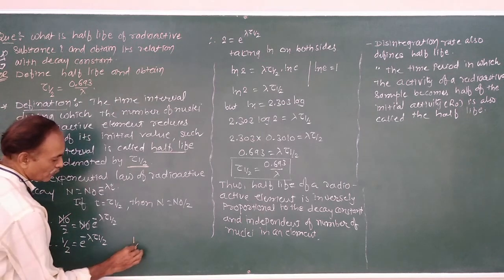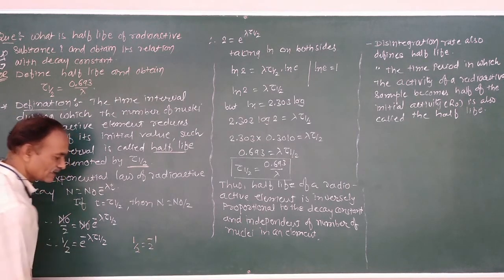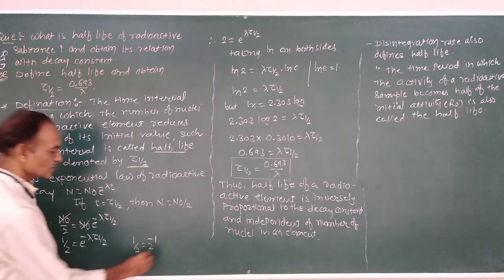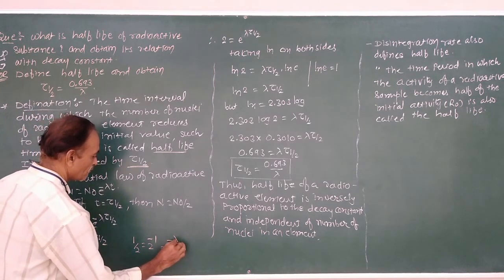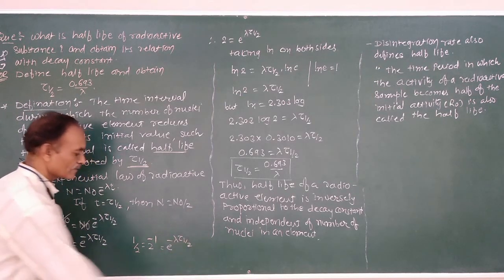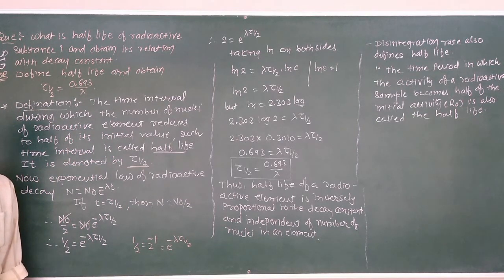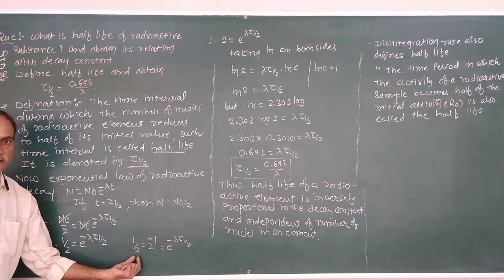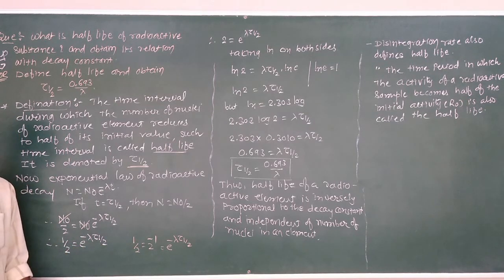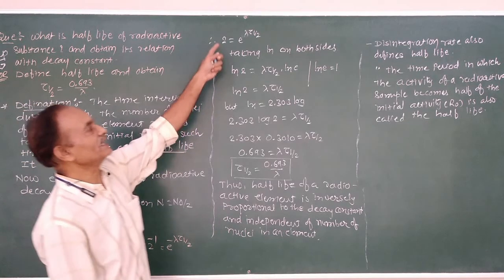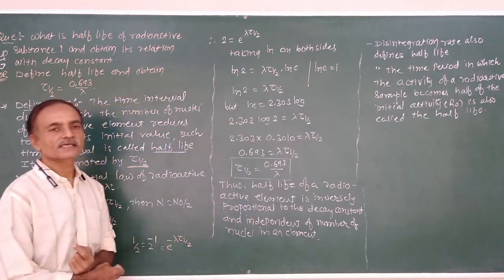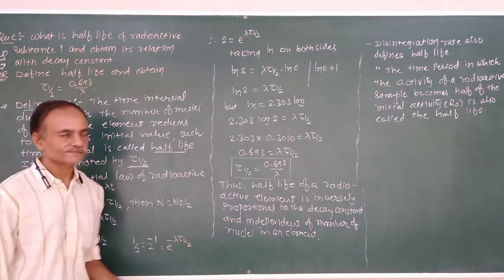Now, 1 by 2 is equal to 2^(−1). But 1 by 2 is equal to e^(−λ τ half). So 2^(−1) is equal to e^(−λ τ half). Taking the positive power of both, because both are in the denominator, we get 2 is equal to e^(λ τ half).